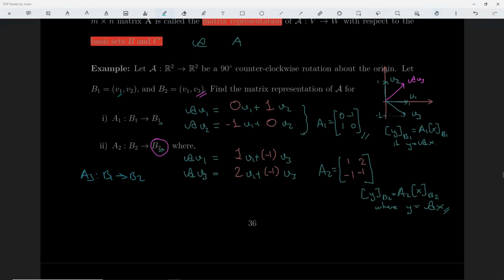So we will first pick those vectors, right? And I was going to express AV1 in terms of V1 and V3, okay? So it will be equal to some coefficient times V1 plus some other coefficient times V3. And AV2 I was going to express in terms of V1 and V3.